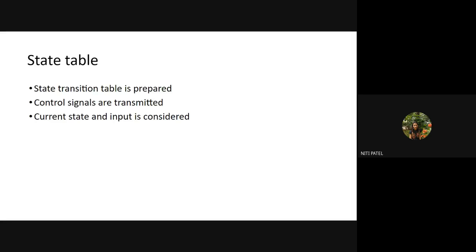For the next instruction, the current state is the contents of A moved into B, but the input is add A comma B. Okay. So like this, the current state is also considered and your input is also considered. And where are all these details maintained? They are maintained in a state transition table. Therefore, it is called the state table method. Is this clear up to here?